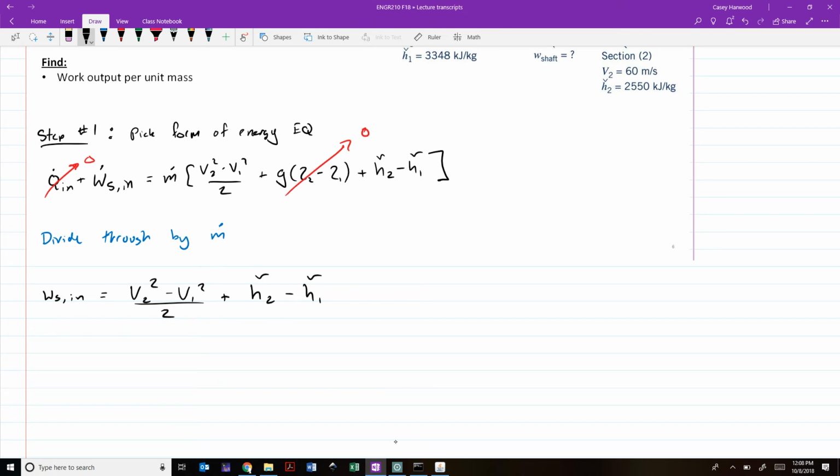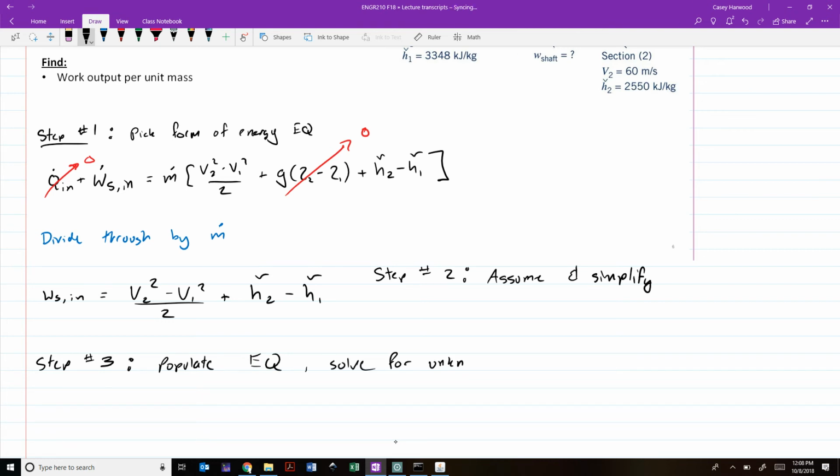so I guess that right there would have really constituted our step number 2, which is state assumptions and simplify. So assume and simplify. And then step 3 would be populate equation, solve for our unknowns. In this case, we have a very straightforward case because we know V2, we know V1, we know H2, we know H1. So our only unknown is already isolated on the left-hand side by itself.